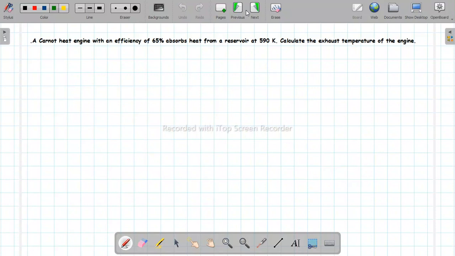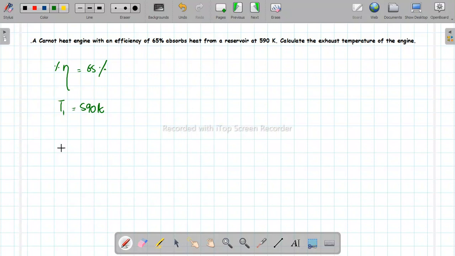Then, a Carnot heat engine with an efficiency of 65%, percent efficiency is 65%, absorbs heat from a reservoir at 590 Kelvin. Heat is absorbed from the source, that is, from the hot reservoir. This means this must be the temperature of the hot reservoir, and we used to represent the temperature of the hot reservoir with T1. So T1 is nothing but 590 Kelvin. Calculate the exhaust temperature of the engine. We know that heat is ejected or dumped to the cold reservoir, which we also call the sink, or the exhaust.